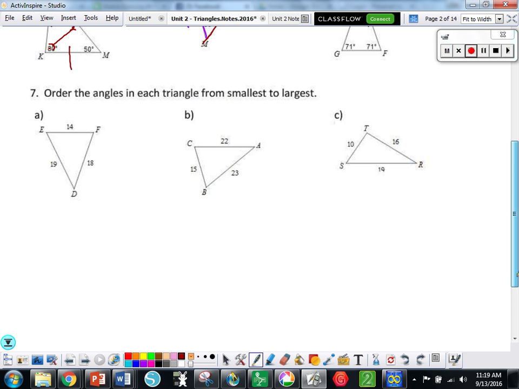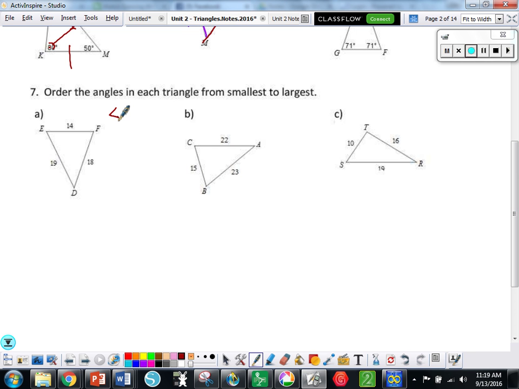Okay, moving on. Let's do the same thing, but let's do it with the angles. This time I'm going to give you the sides, and I want you to tell me which are the angles. So on part A, 14 is the shortest, right? Which means which angle is the shortest, or the smallest? Angle D. To name an angle, it needs to be a little angle sign, capital letter.